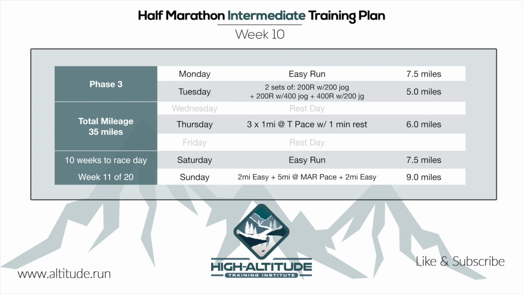Wednesday, we have a rest day, and on Thursday, we're going to have 3 times 1 mile at threshold pace with 1 minute of rest in between. That's a 6 mile total workout, again with 2 miles of warm-up and 1 mile of cool down. On Friday, we're going to recover and take a rest day. On Saturday, another easy run of 7.5 miles. And on Sunday, we're going to be doing a marathon pace run. So 2 miles easy, 5 miles at marathon pace, followed by 2 miles easy. And that's going to conclude the first week of phase 3.